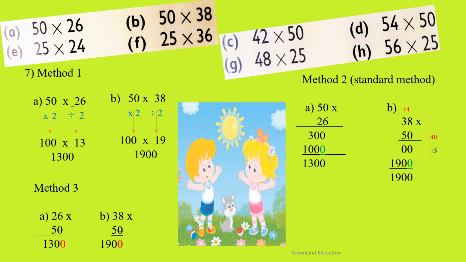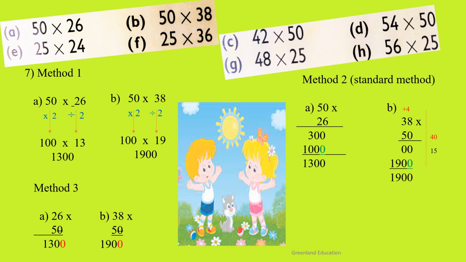Then B also I will explain according to the same method. 38 you should multiply by 50. See children, always the multiples of 10 you should write below. Now we will multiply. First step, you should cut the 0 and write it down. I have written it in red color.